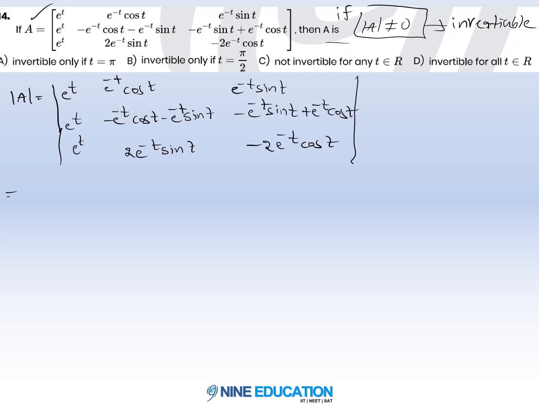So we can take e power t common from column 1. In the same way, e power minus t from column 2, and e power minus t from column 3.